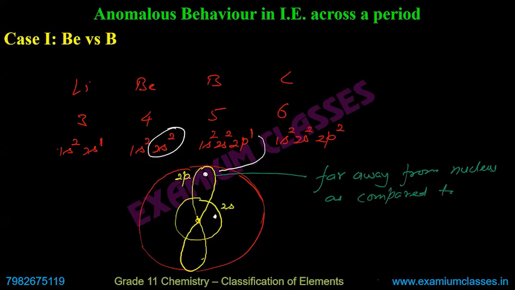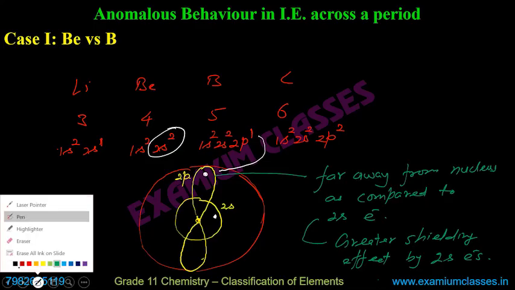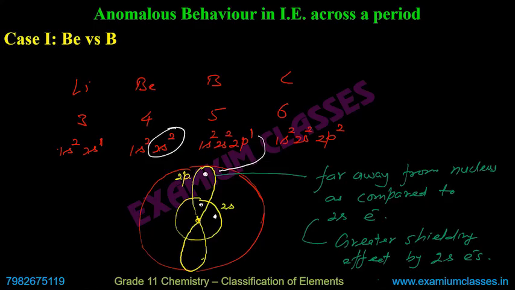As compared to 2s electrons, there will be greater shielding effect by 2s electrons. There are 2s electrons here. These two are 2s electrons, these two in 2s orbital.